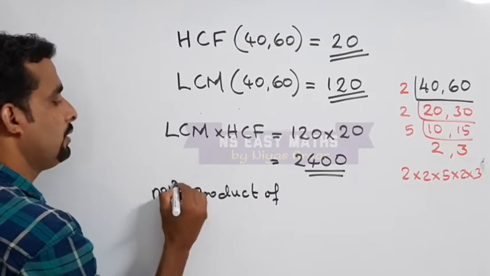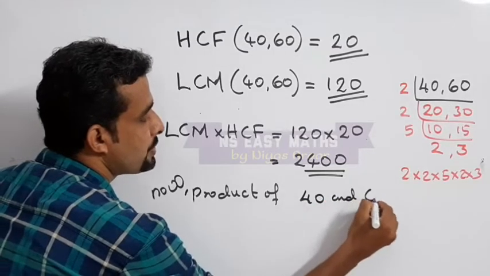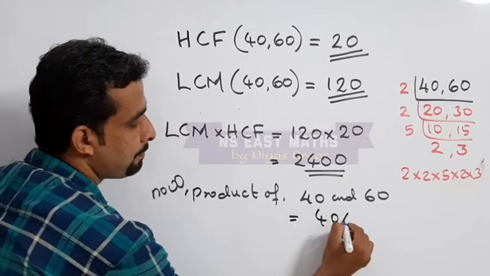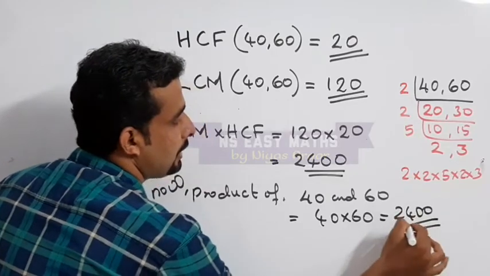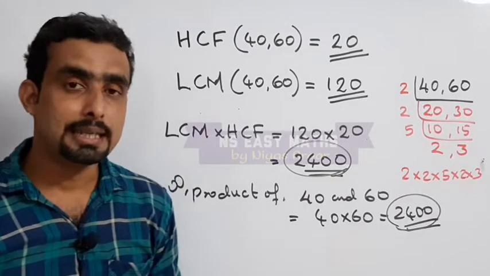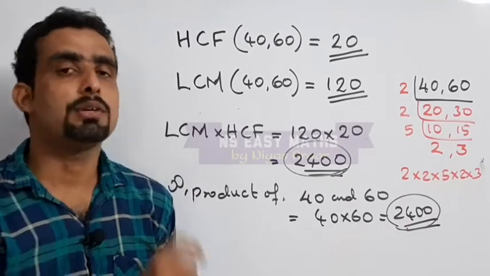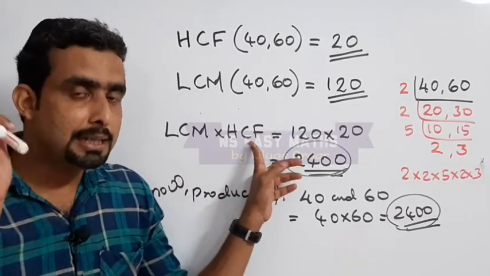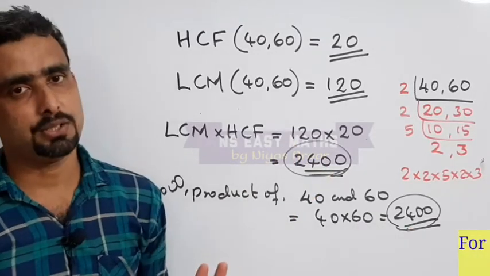Now, the product of 40 and 60 is equal to, what is 40 into 60? 2400. This and this both are equal. So it is the connection, the relationship between LCM, HCF and the given two numbers. The product of LCM and HCF of the given two numbers is equal to the product of the numbers.